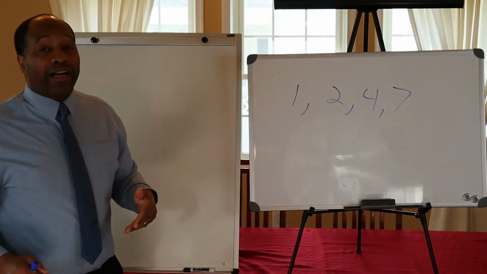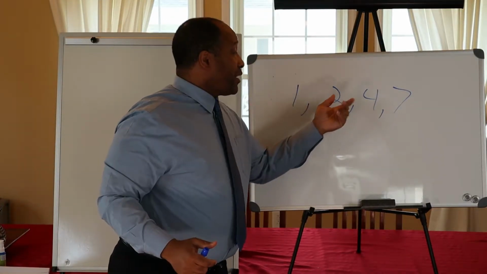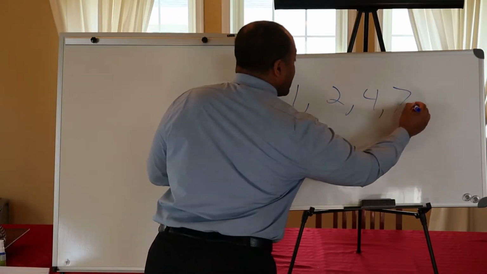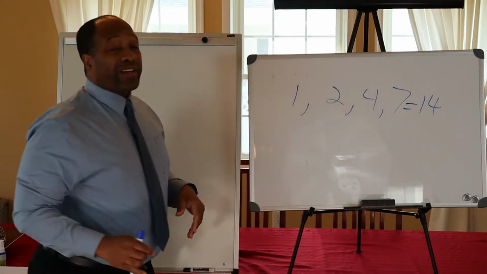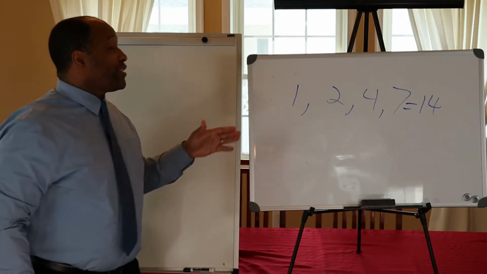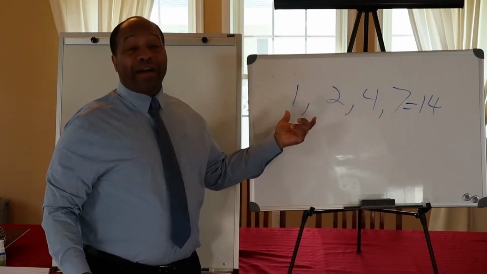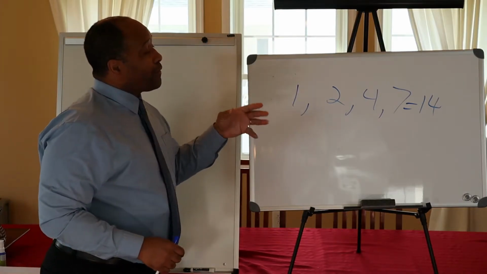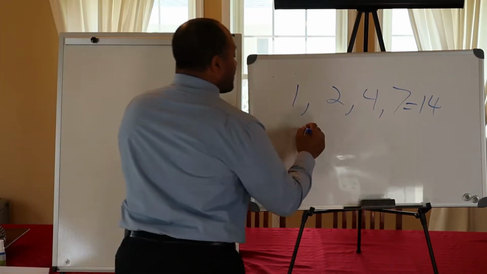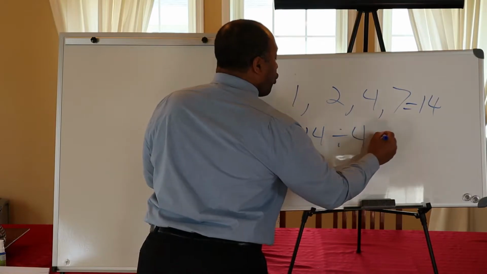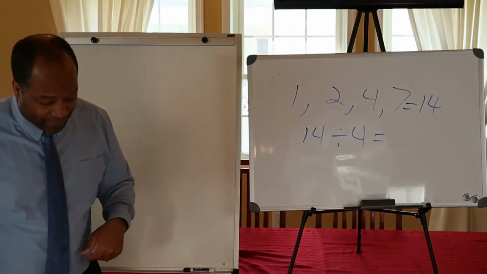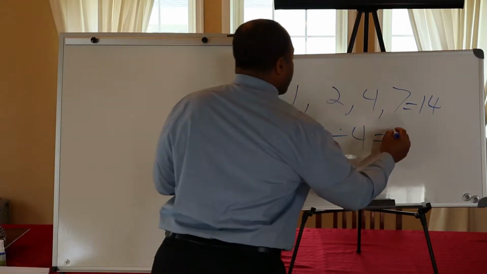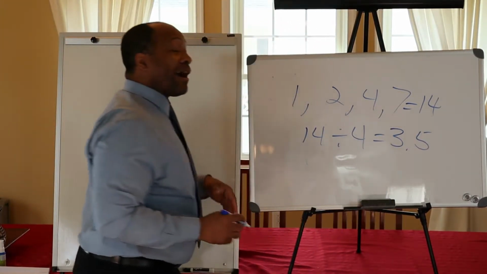Now, when you add them all up, we got 1 and 2, 3. 3 plus 4 is 7, and then 7 plus 7 is 14. So we have 14. Now, when it comes to calculating the mean, you need to divide by the amount of numbers that you added up, in other words, the summation. So 1, 2, 4, and 7, there's 4 numbers. So that means we take 14 divided by 4, and that'll give you 3.5 if you use your calculator. And that would be our mean.